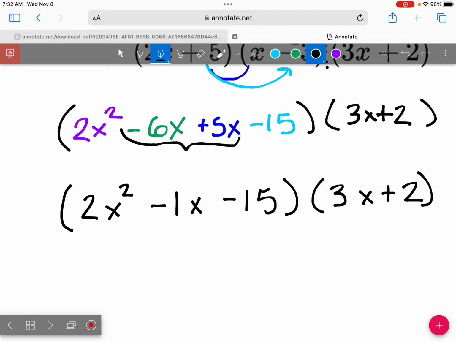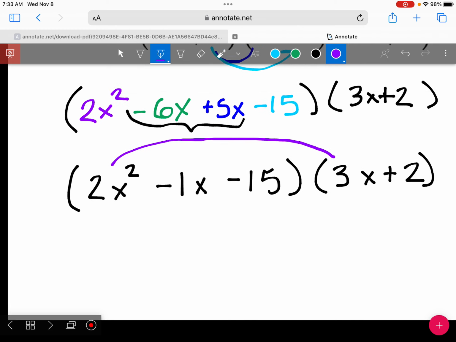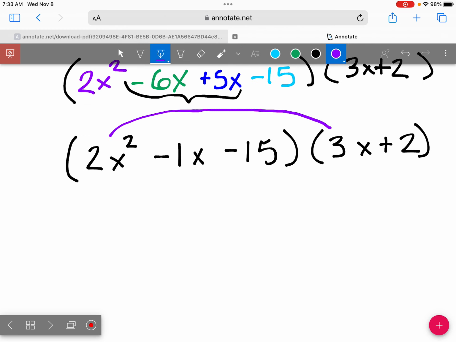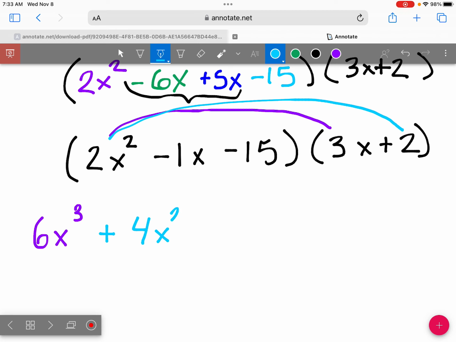I'm going to take the trinomial multiplied against the binomial. So I'm going to take my 2x squared times my 3x, and what are we going to get? 6x cubed. Then we're going to take our 2x squared times 2 to get plus 4x squared.